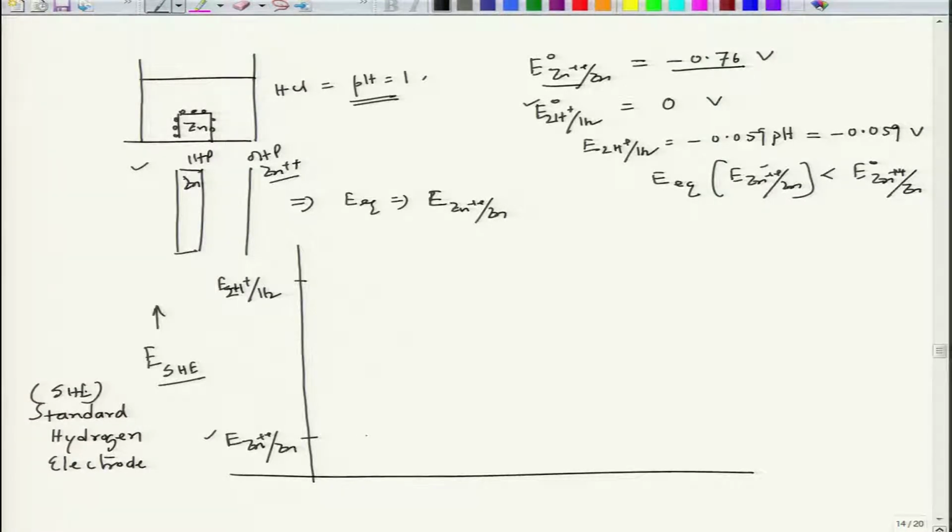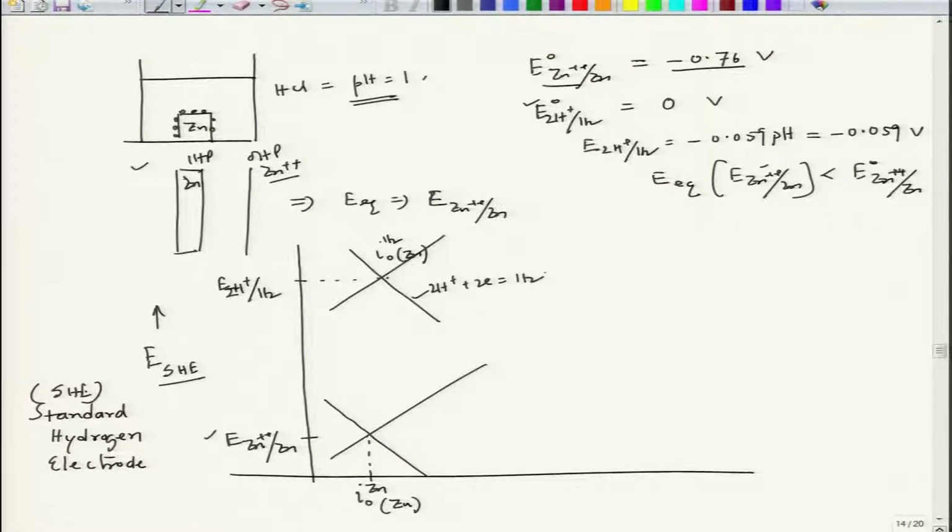Now, it will have its own polarization. Individually we will have polarization like this. This value is I0 zinc on zinc surface, and similarly I can have I0 hydrogen on zinc surface. So, this line is 2H plus 2e equal to H2. This line is H2 minus 2e equal to 2H plus.